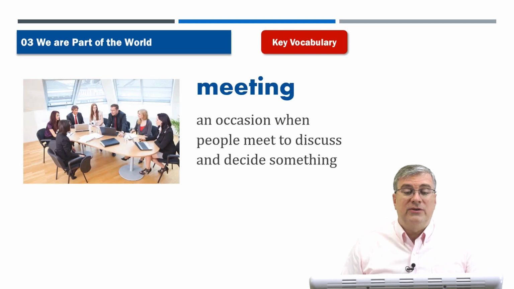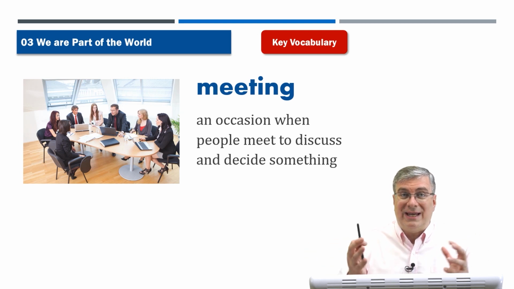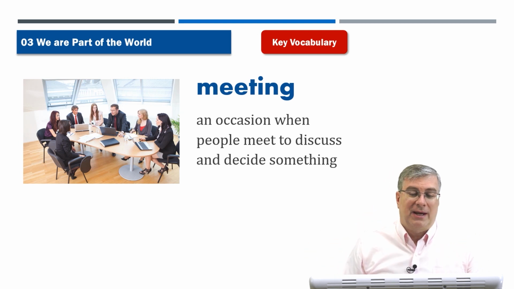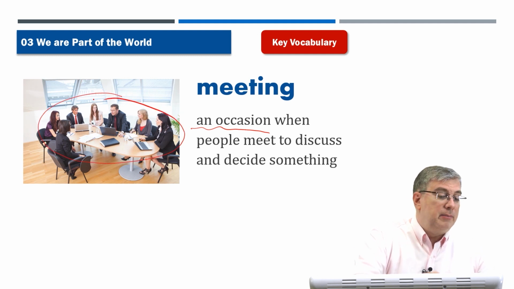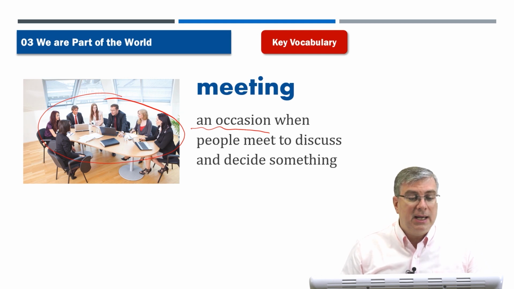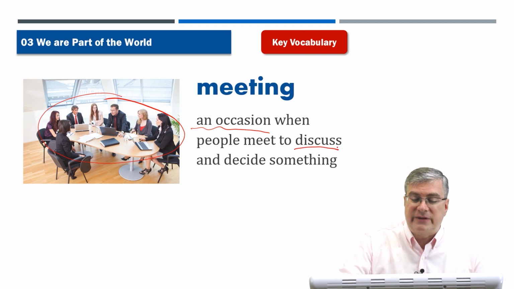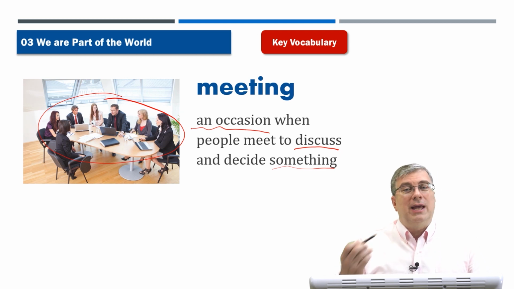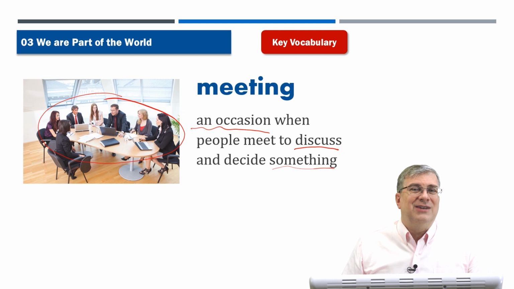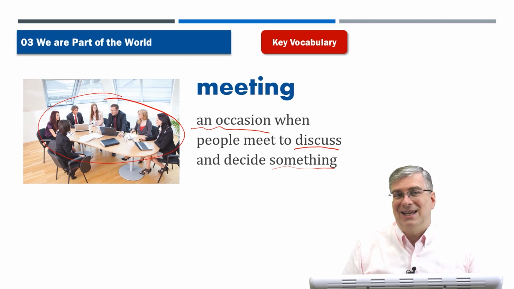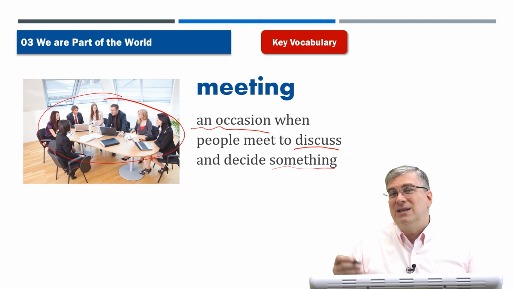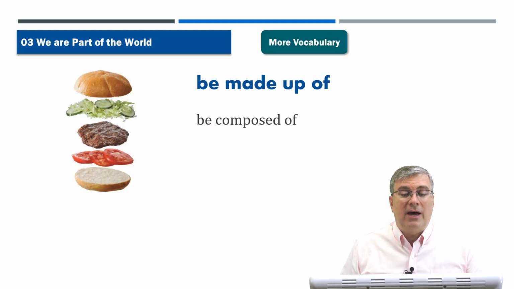Okay, good. Next, we have meeting. Meeting, of course, is when many people get together and they talk about something, they discuss something. An occasion is like an event or a time when people get together. A meeting could just be two people, of course. You could have a two-person meeting. This is more typical, though, of a business meeting. Many people get together. And why do they get together? Because they want to discuss an issue. They want to discuss something. And usually they come to a decision. Not always, but usually they try to come to a decision. They try to decide something. So decide is a verb, decision is a noun. So we want to discuss something in order to make a decision or in order to decide something, a course of action.